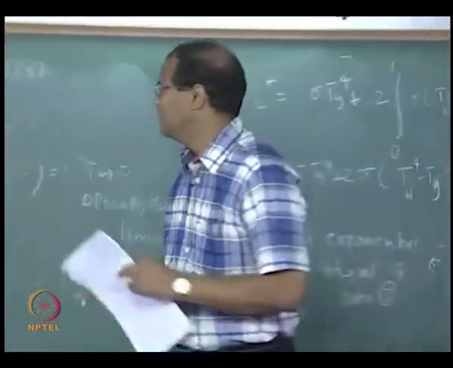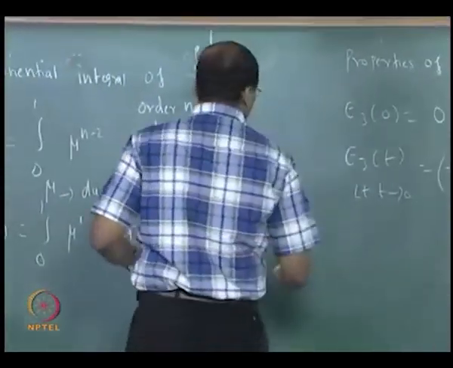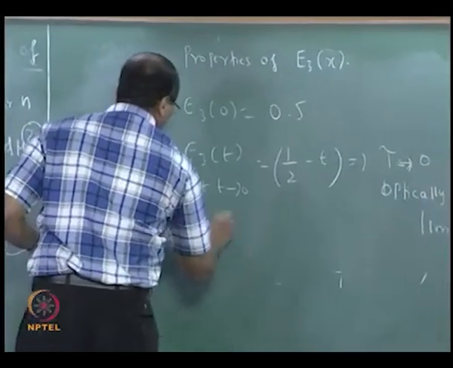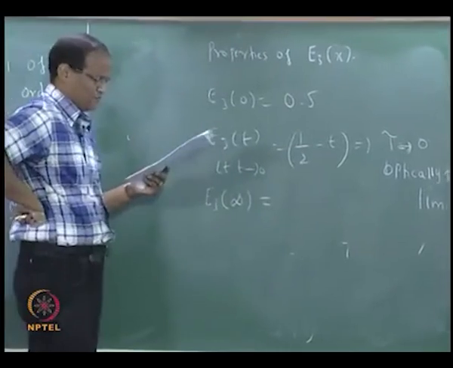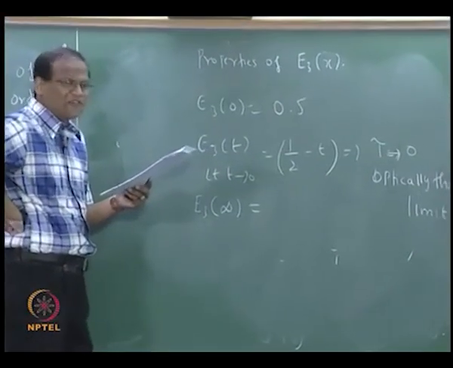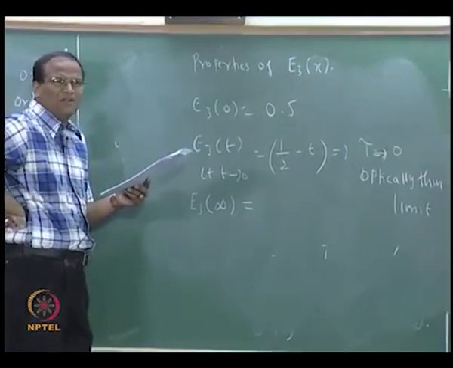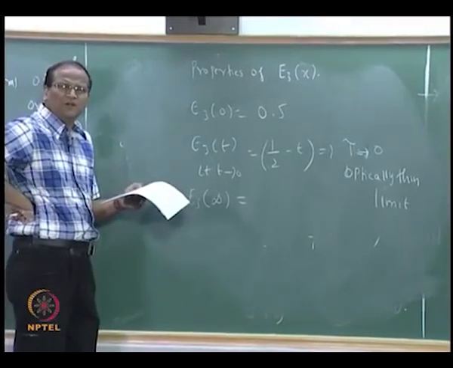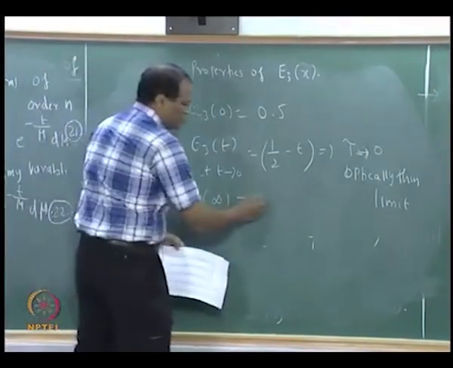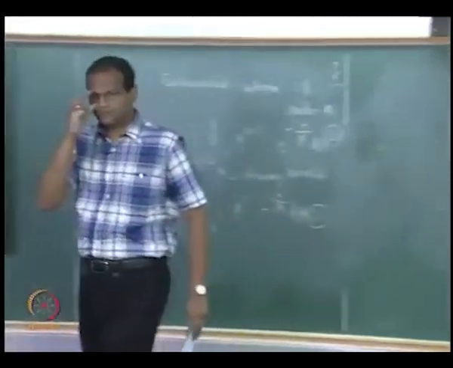It makes it handleable, and E3 of infinity goes to zero. At 3.5 itself, it became 0.005. Therefore, E3 of 10, 20, 30 will tend to zero. Very good, so we have these properties.